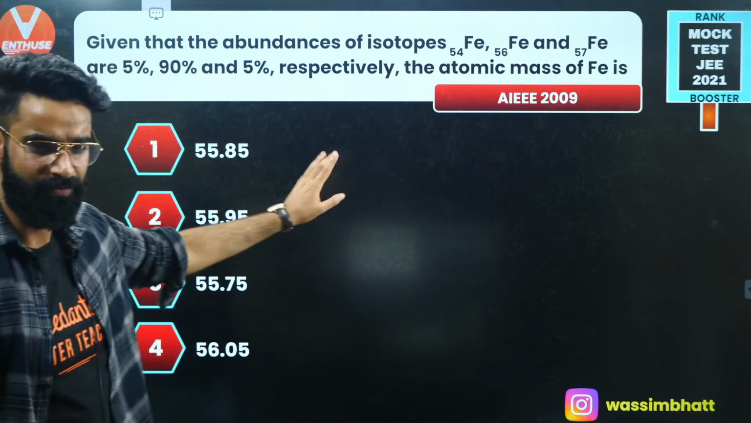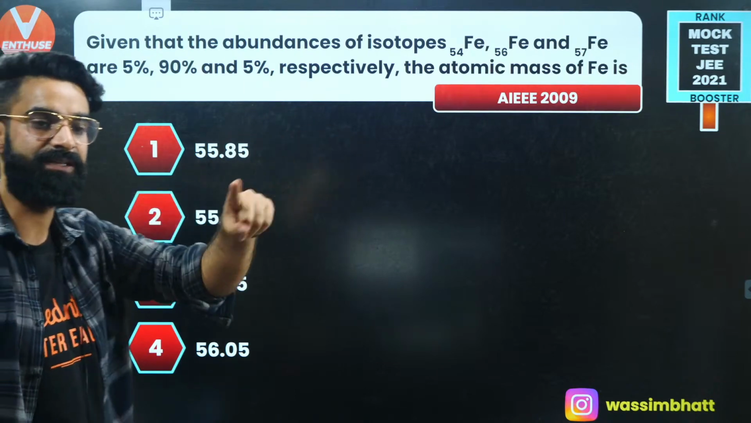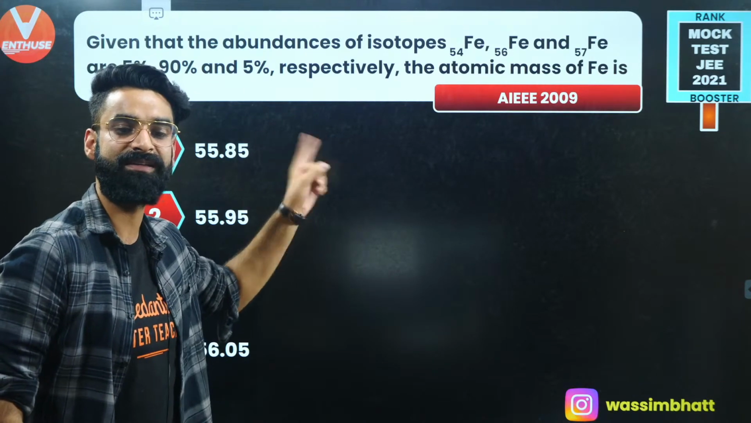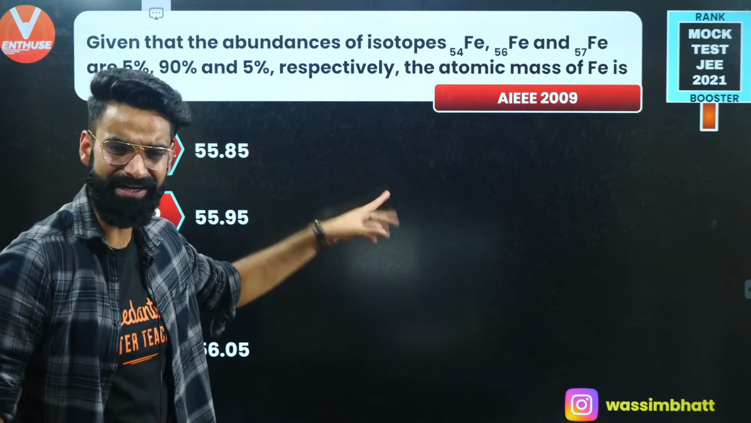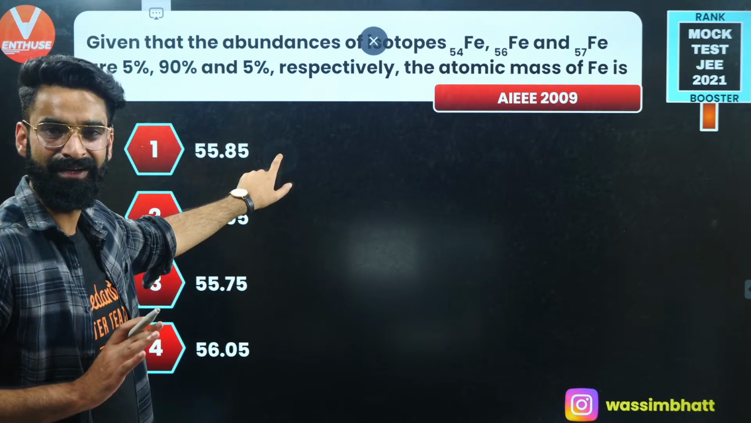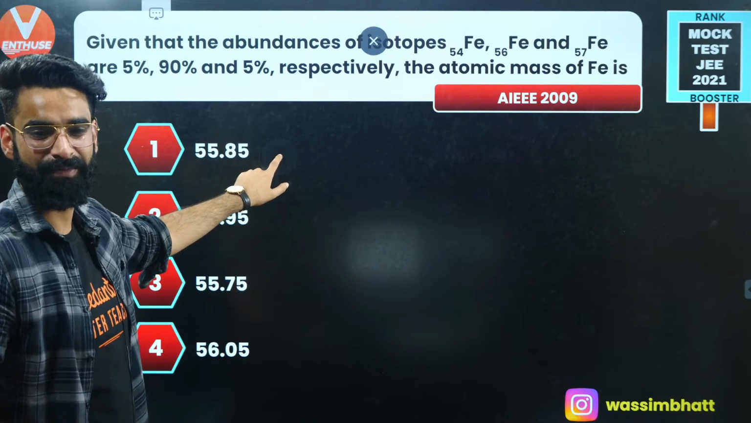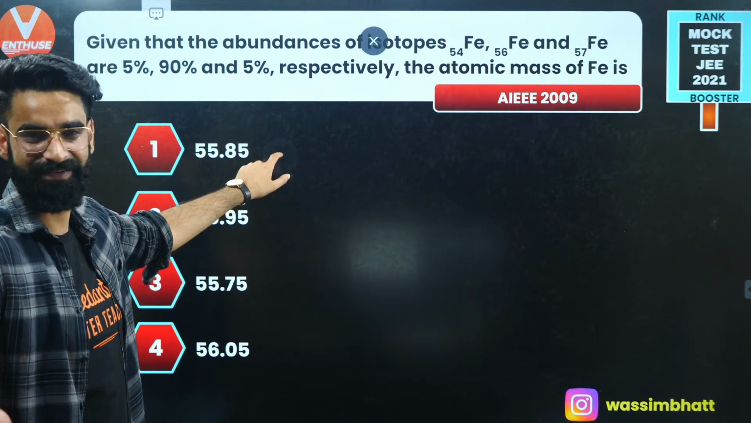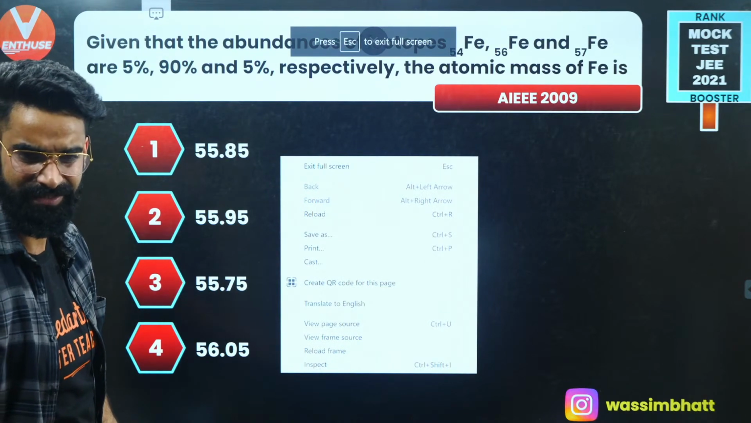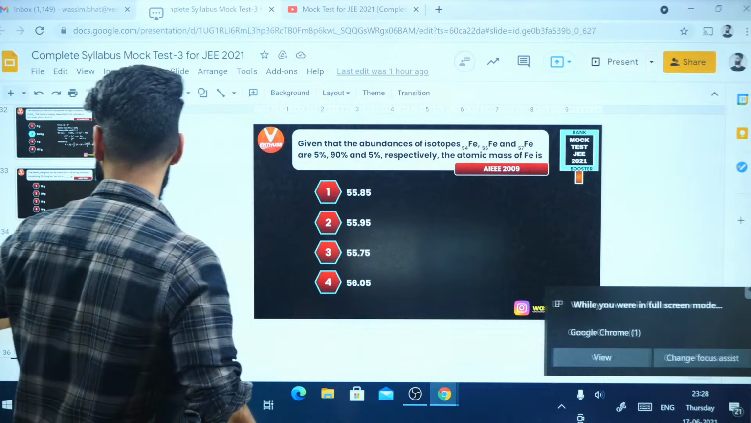Guys, this is something which I'm not going to show. This is something which you are going to do, and let me know its answer in the comment section. It's a very, very simple question. I'm not going to do this. It's the average atomic mass concept. M1 multiplied by A plus M2 multiplied by B plus M3 multiplied by C, divided by A plus B plus C, is going to be the answer. Give it a try and let me know its answer in the comment section.